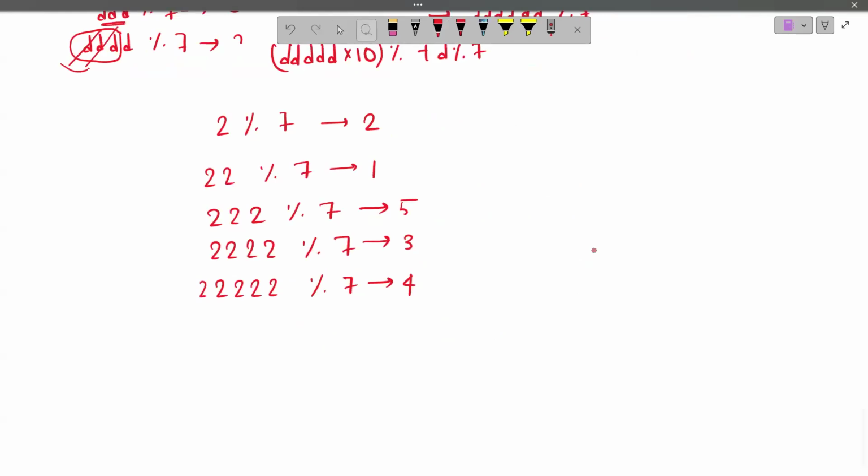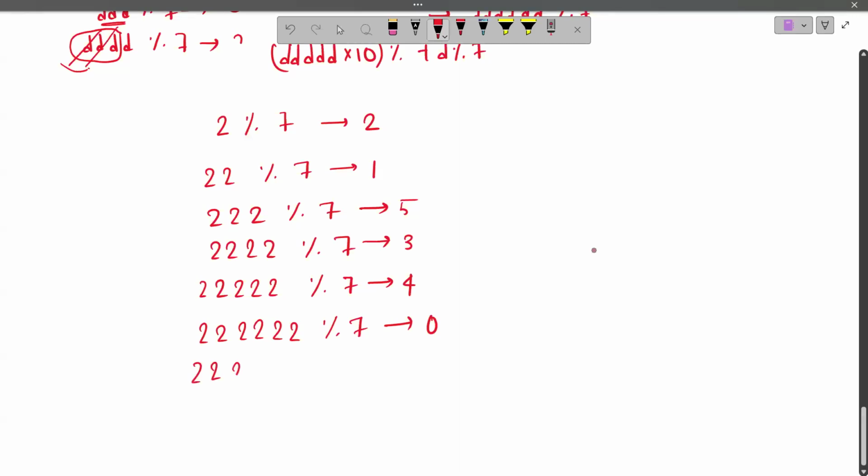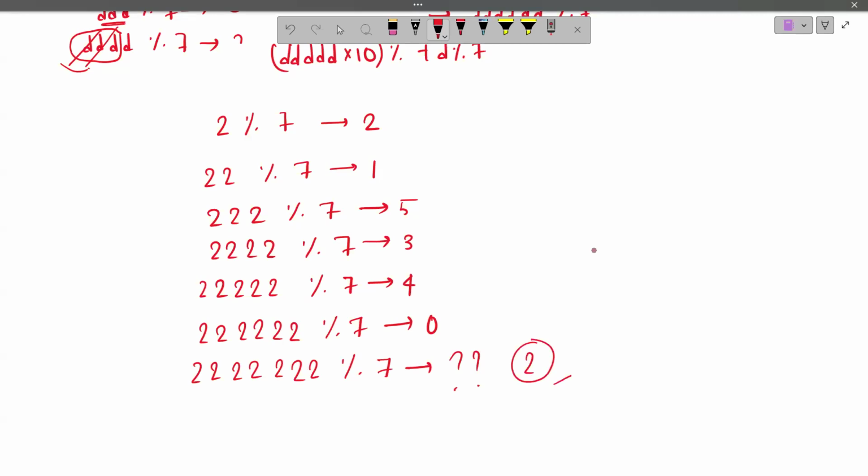Now, if I have 6 times 2 modulo 7, that would be 0. Now, what would be 7 times 2 modulo 7? What do you think? My argument was these things need to repeat, so it should be 2. But why? Let me show you.